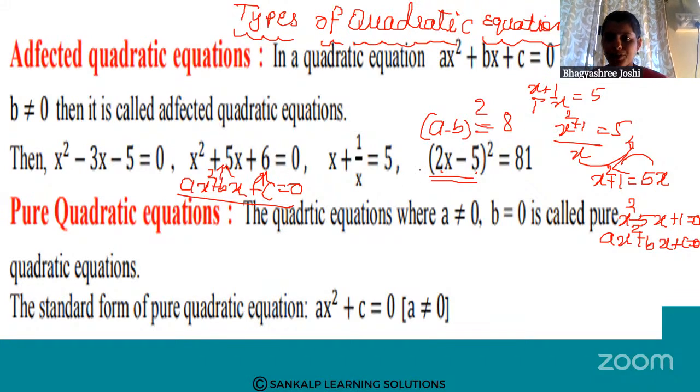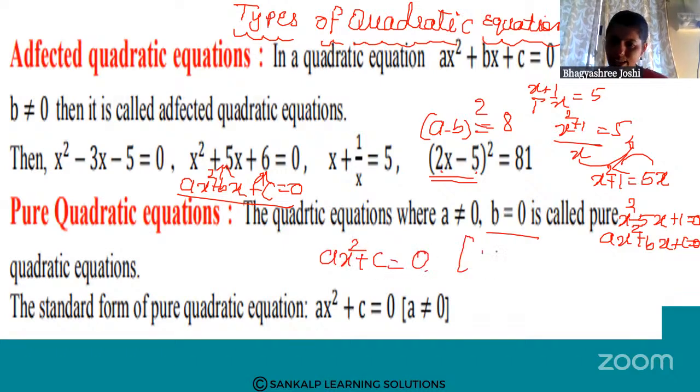Pure quadratic equation. Pure quadratic equation means what? The quadratic equations where a is not equal to 0, but b is equal to 0. In the quadratic equation, a is not equal to 0. If a becomes 0, then it will be a linear equation. Therefore, the condition is a is not equal to 0. Yes, I agree. But next is b is equal to 0. So in first case, b is not equal to 0. But in pure quadratic equation, b is equal to 0. The standard form of pure quadratic equation is ax square plus c equal to 0, where a is not equal to 0, but b is equal to 0 here.